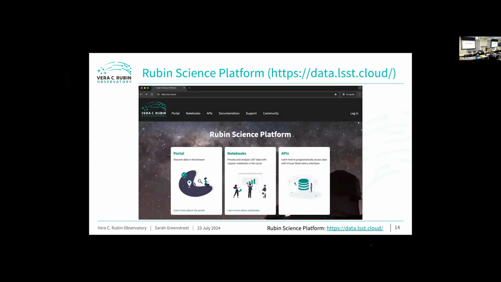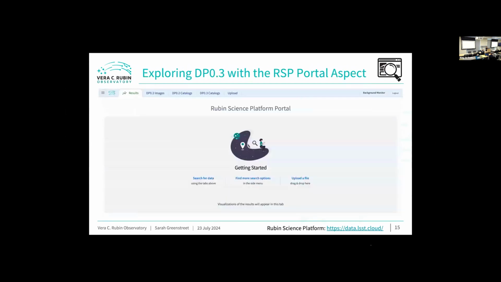So to get to the Rubin Science Platform, you can go to data.lsst.cloud. If you have never gone there before and don't have an account, you can click on the documentation tab, which gives you all of that information, including getting started guides, like how to get an account on the Rubin Science Platform. So once you sign up for an account and you can log in, the best place to start looking is to go to the portal, which is a good place for getting an initial exploration of what the data sets are like. So this is the landing page for the portal aspect of the RSP.